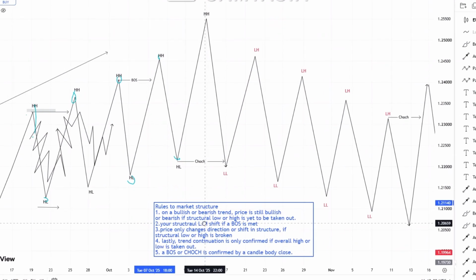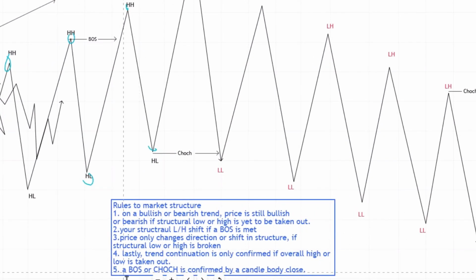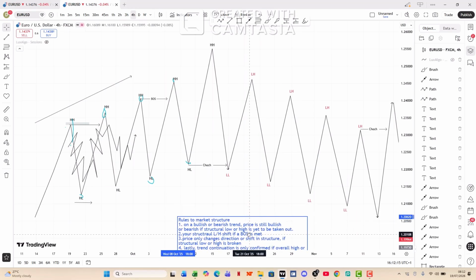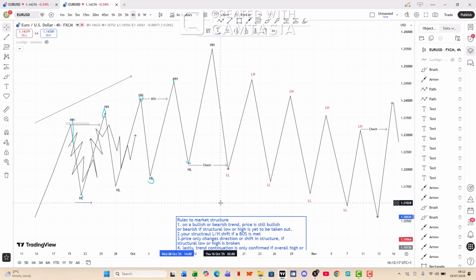So and lastly, in the fifth rule, it says a break of structure or change of character is confirmed by a candle body close. I think this one is also self-explanatory, and you will understand better once we go to the live charts. Everything I just explained here, if you didn't understand it properly, I'm sure you will understand it better on the live chart.